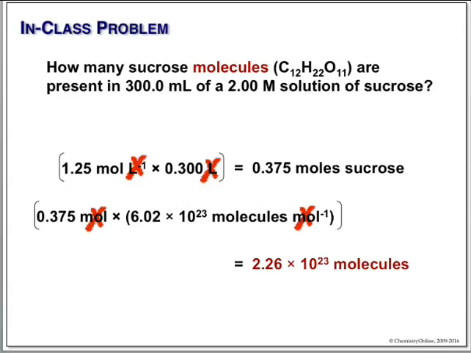Yeah. The liters, why would they cancel out if one of them has a negative? Remember, with a minus one, that's the same thing as having it in the denominator. So you can show it or not show it. Yeah, we could also just draw it with a slash. Minus one is just easier sometimes.